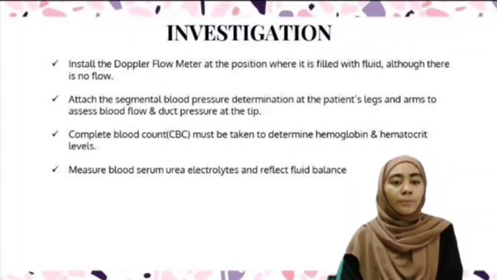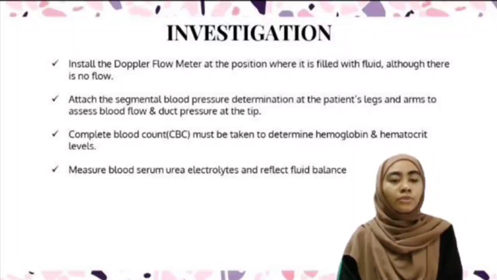Next, attach the segmental blood pressure determination at the patient's leg and arms to assess blood flow and pressure at the tip. Transcutaneous partial pressure oxygen reading should also be taken to measure oxygen delivery by blood vessels to the affected part.